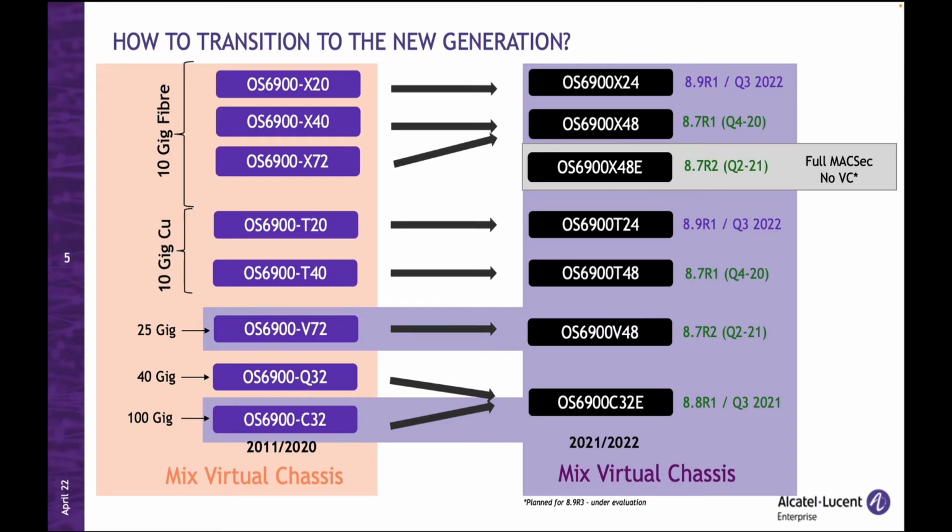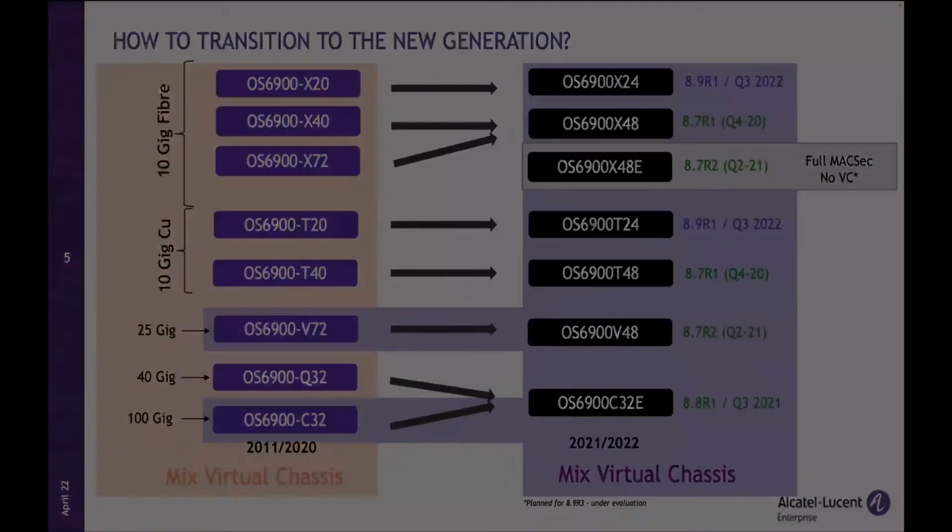The other limitation that we have, and it will continue for some more time, is with the X48E. The MaxSec model doesn't support virtual chassis right now. It will support it, but we have an issue with the MaxSec hardware. We must redevelop the entire VC software code because of the specific file used for encryption that is not there on the other 6900 models.